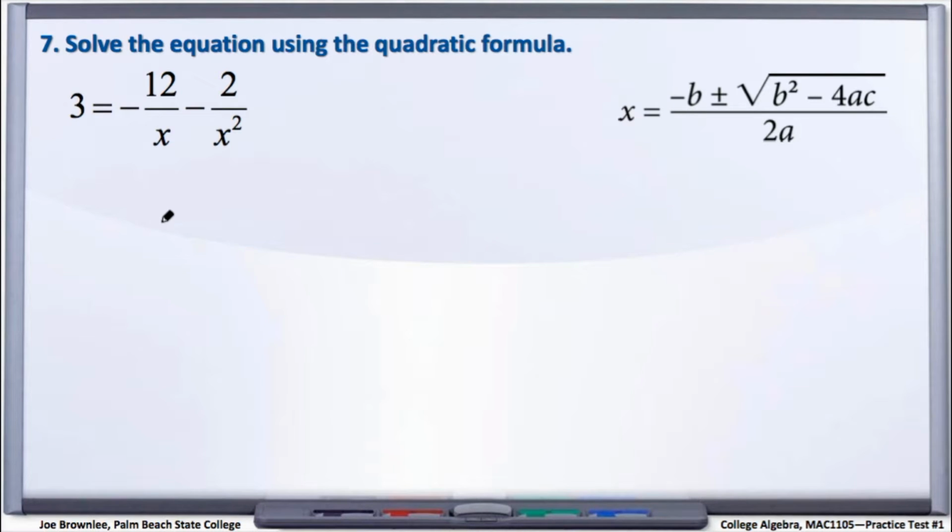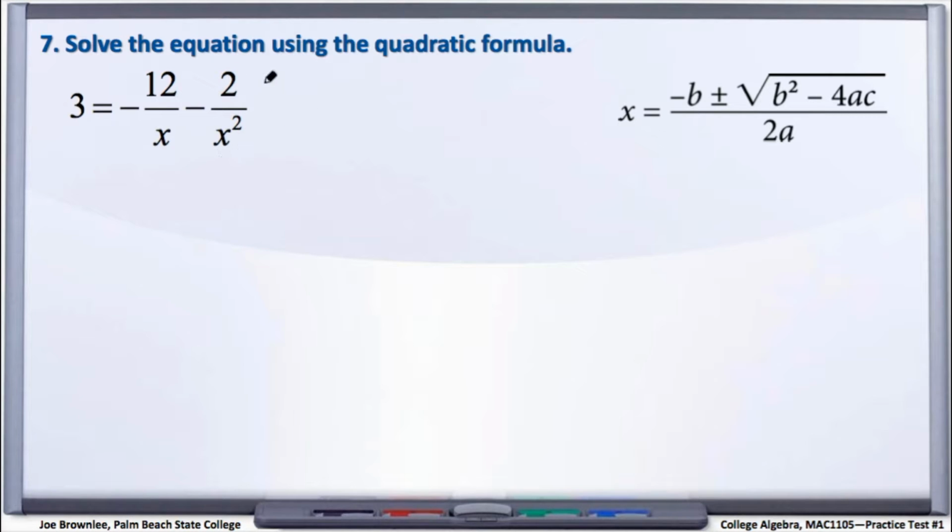So here with question 7, we're asked to solve the equation using the quadratic formula. And I went ahead and put the quadratic formula over here for us. So we have x equals negative b plus and minus the square root of b squared minus 4ac all over 2a. And what we're going to do is we're given the equation 3 equals negative 12 over x minus 2 over x squared.